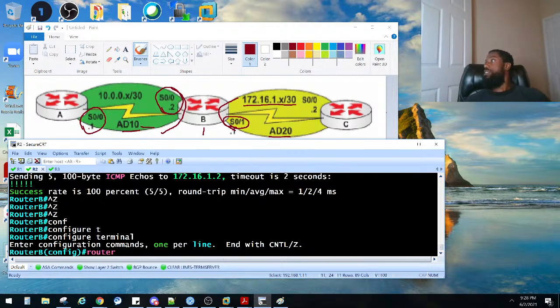Not sure if anyone else uses a best practice to have everything as passive by default and then only have the interface you want as a part of EIGRP. Yes, that's a good way to do that.